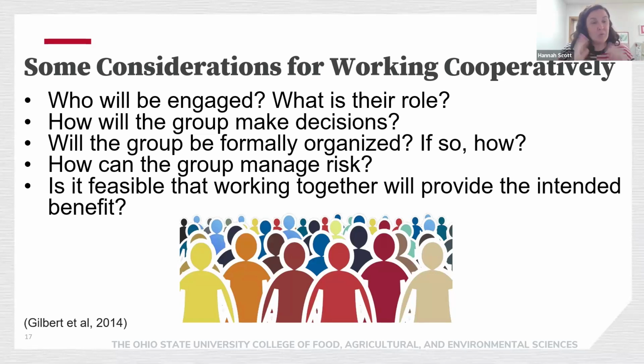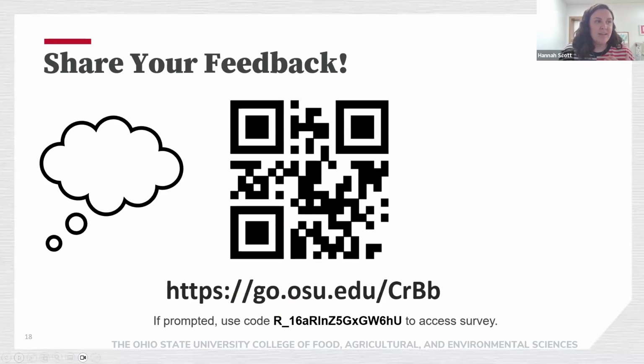There is, as Christy said, risk with any business operation. What does it look like for the group to manage that risk? And this is maybe one of my favorites. Is it feasible that working together will actually do what it is you're hoping that working together will do, right? There's hopefully a reason that you're interested in working together. Whether that reason is actually feasible for gaining that benefit might be a different question. And that's okay if the answer is no, but sometimes it's worth exploring what the answer to that is. So we're happy to help folks think about these questions and to share some other examples.